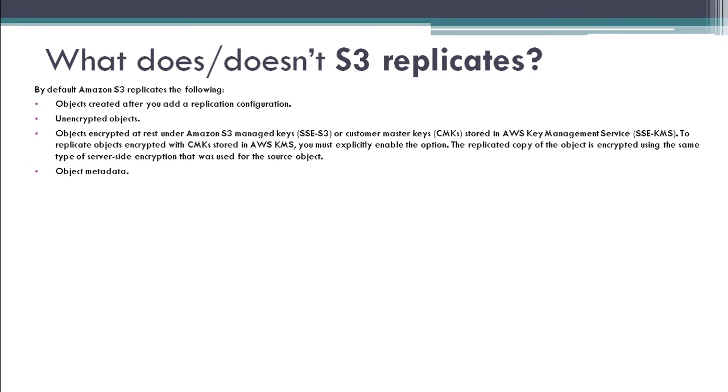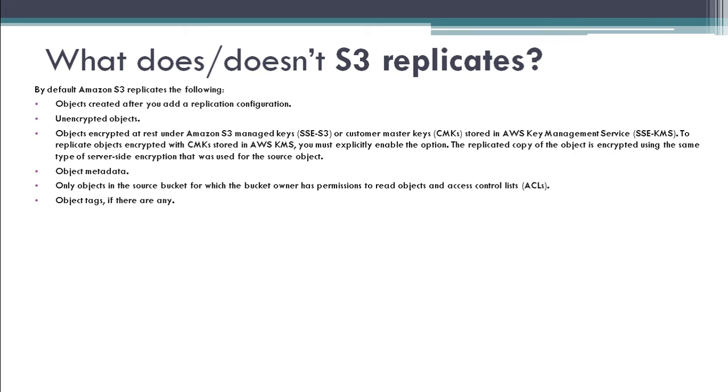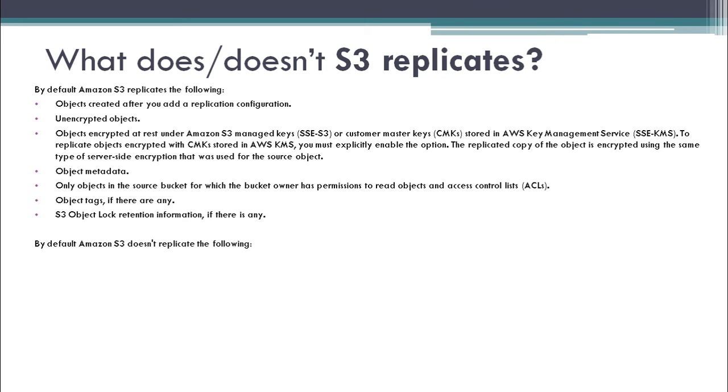Object metadata will get replicated. Objects in the source bucket for which the bucket owner has permission to read objects and the access control list. For those objects for which the bucket owner has the permission and ACL, only those objects will get replicated. Object tags, if there are any, will get replicated. Also S3 Object Lock retention information, if there is any. If you enable Object Lock, the retention period information will get replicated.